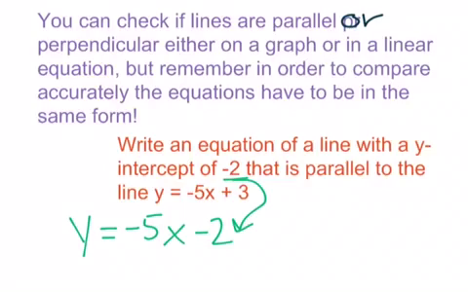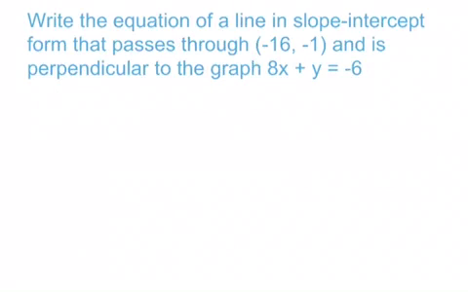Alrighty. I want you to write an equation of a line in slope-intercept form, remember, which is y equals mx plus b. M equals your slope, b is your y-intercept. That passes through the point negative 16, negative 1, and is perpendicular to the graph 8x plus y equals negative 6. Again, they're asking for it in slope-intercept form.